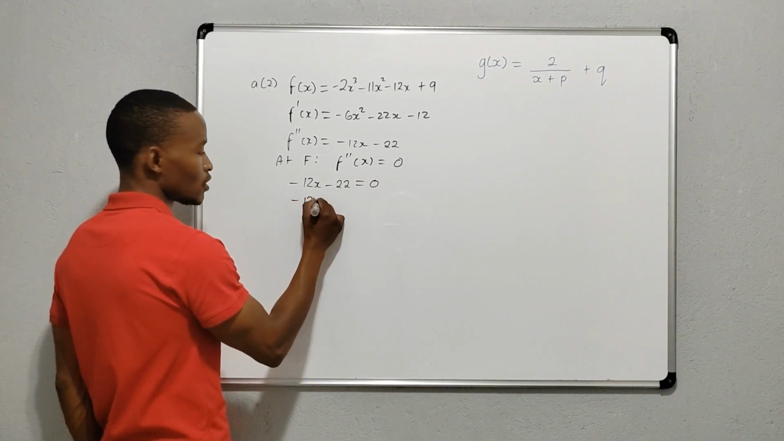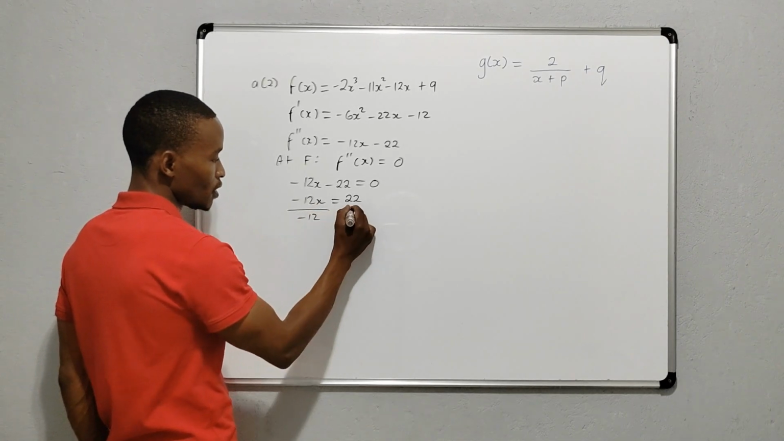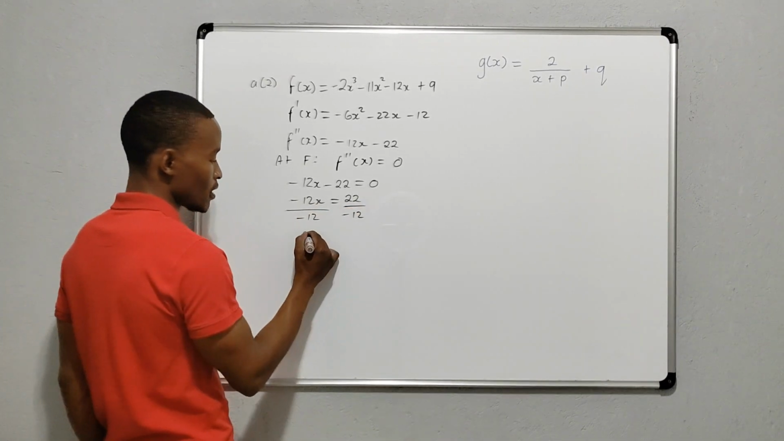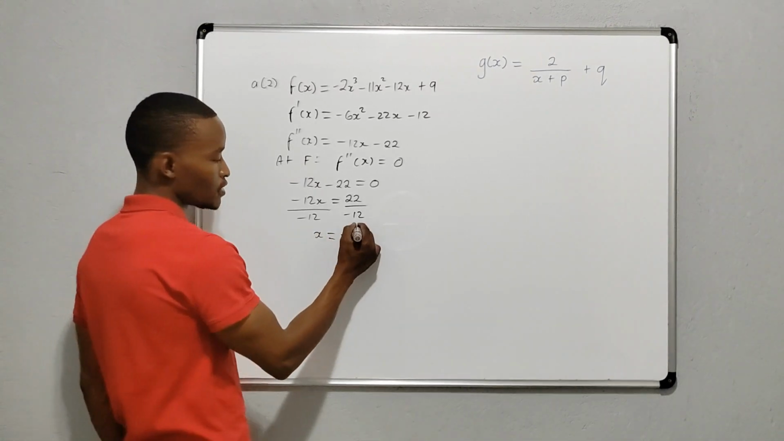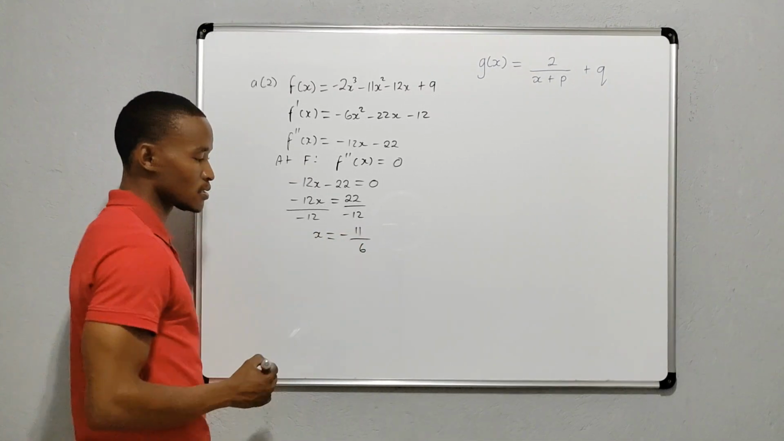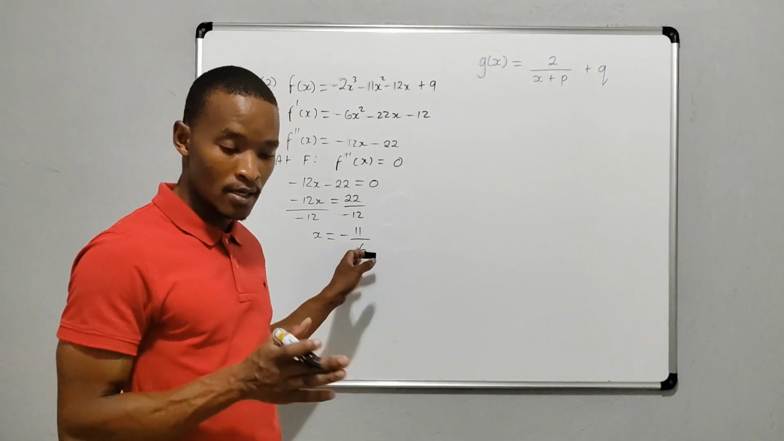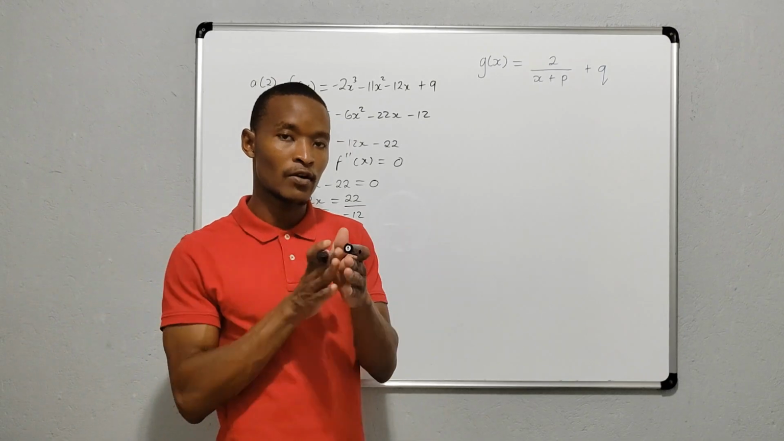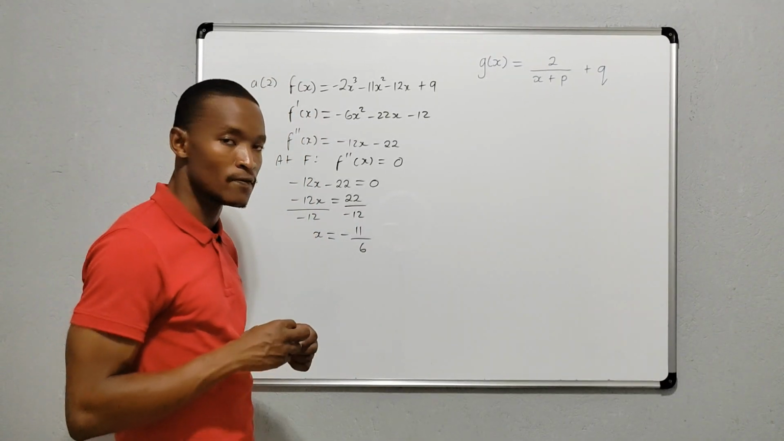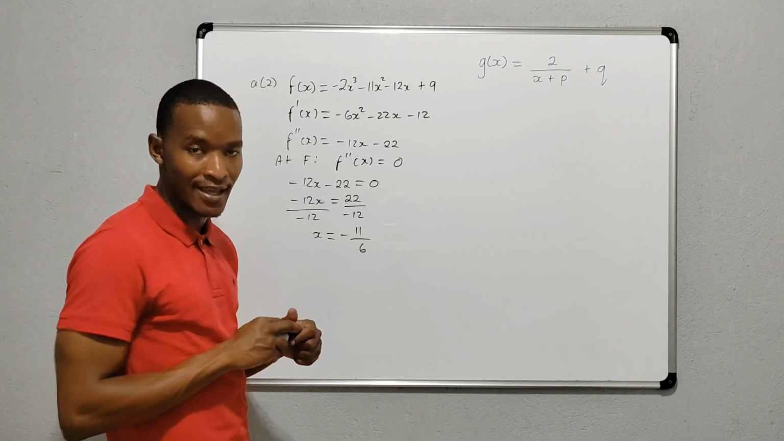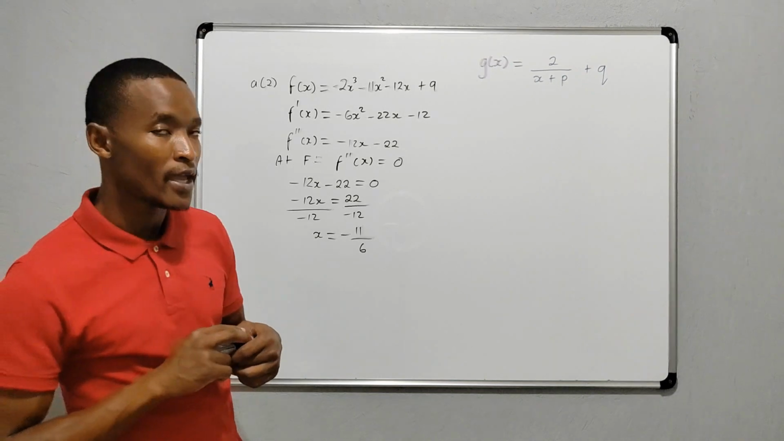So we have negative 12x equal to 22, and you divide both sides by negative 12, and x ends up being negative 11 over 6. Does it make sense for the x-coordinate of f to be negative? Yes, it's on the left-hand side of the y-axis, or of the origin. So definitely the x values there will be negative. Great stuff. This takes care of A2.